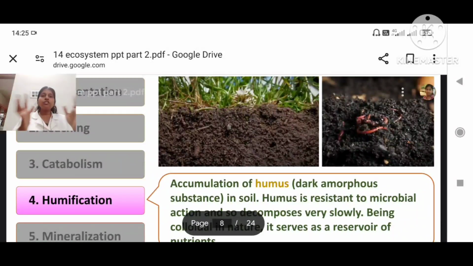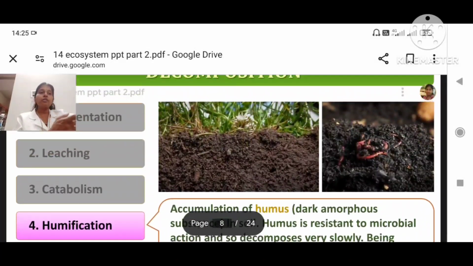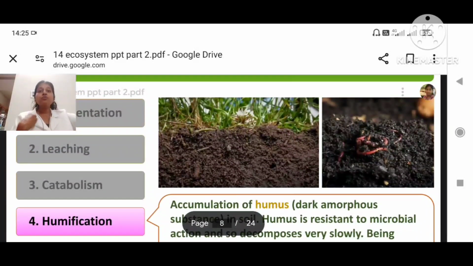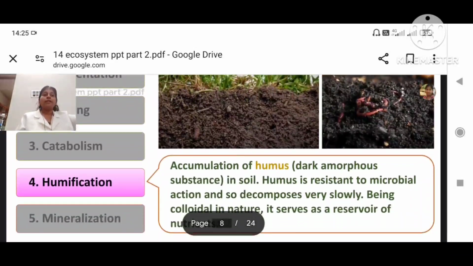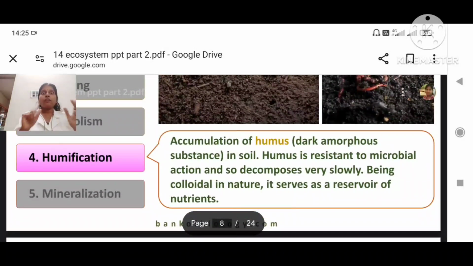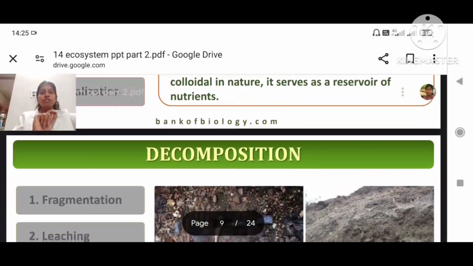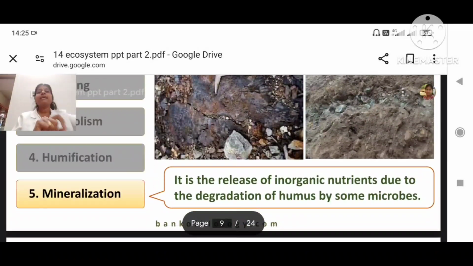So this conversion into a dark amorphous substance, that process of humus formation, is called what? Humification. Accumulation of humus in soil is called what? Humification. In the diagram you can see this is humus, which we usually use as a manure. It serves as a reservoir of nutrients because, to some extent, humus will slowly be degraded at last and will be releasing some inorganic substances into the soil.